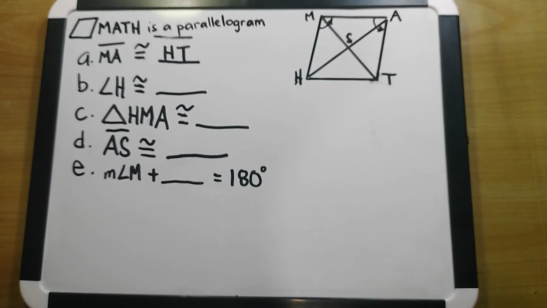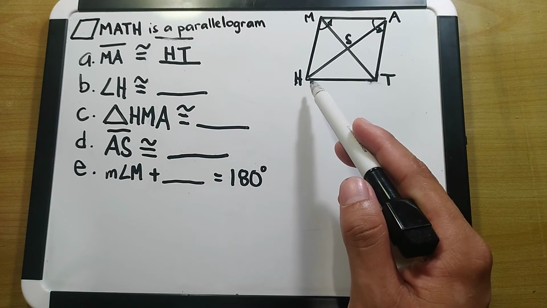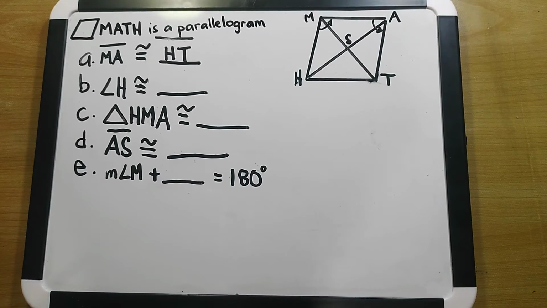Letter B. Angle H is congruent to blank. What angle is opposite angle H? We have 3 other angles in this figure: angle M, angle A, and angle T. It is clearly shown in the quadrilateral that angle A is the one opposite angle H. So our answer to letter B is angle A.